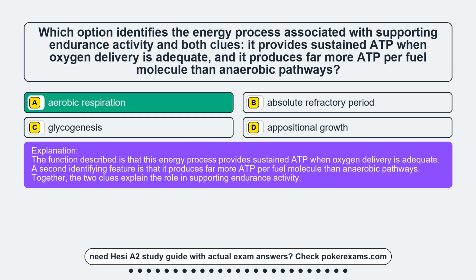The function described is that this energy process provides sustained ATP when oxygen delivery is adequate. A second identifying feature is that it produces far more ATP per fuel molecule than anaerobic pathways. Together, the two clues explain the role in supporting endurance activity.